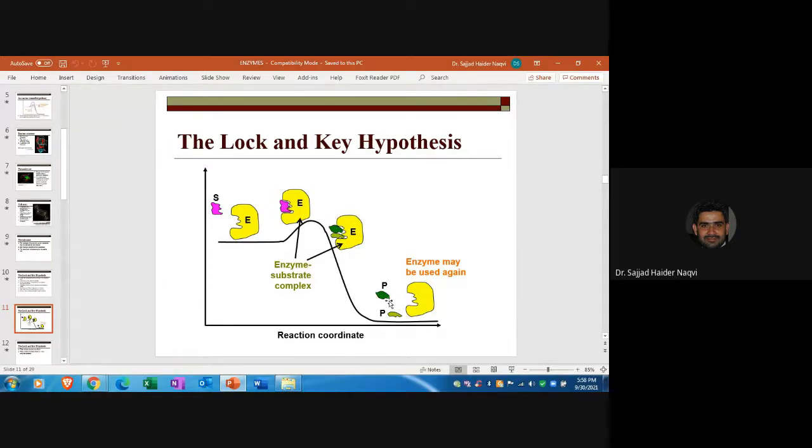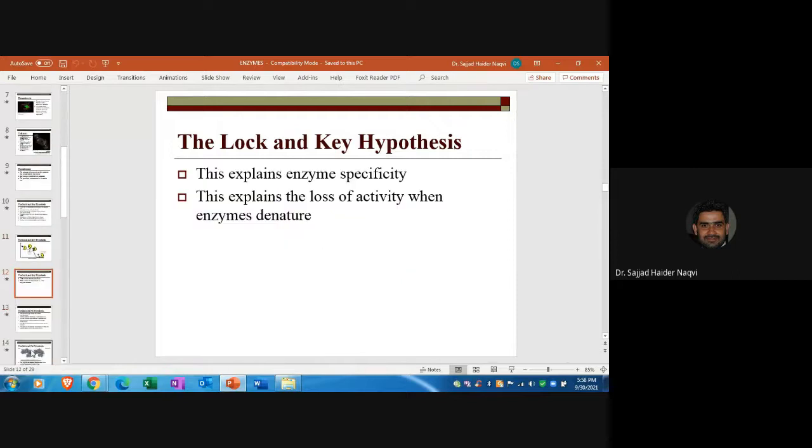That's why they get dissociated. And now you have the free enzyme again, which can be utilized for further reaction. The lock and key hypothesis explains how the enzymes are specific, as I said earlier. And this explains the loss of activity when enzymes denature.